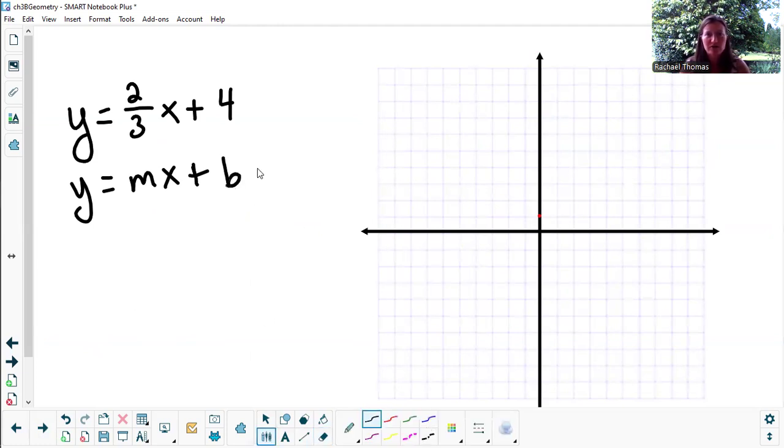The y-intercept, so I'm going to go up on the y-axis, 1, 2, 3, 4. I always plot that point first. A lot of things in math happen kind of from right to left, and this is no exception. And now we're going to deal with the slope.